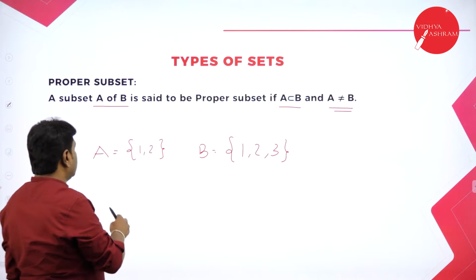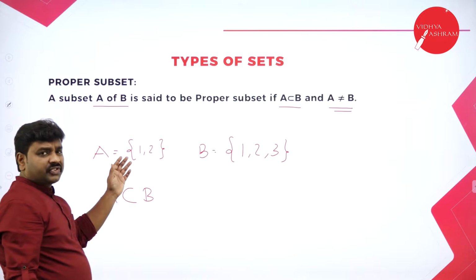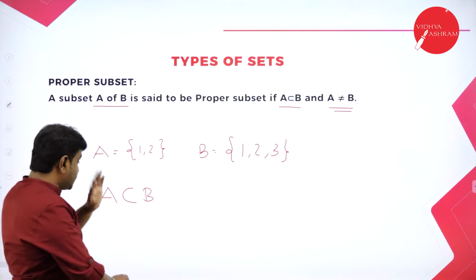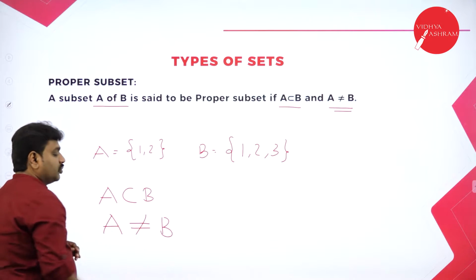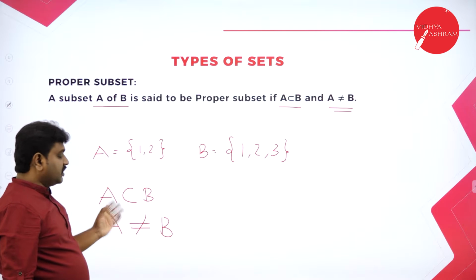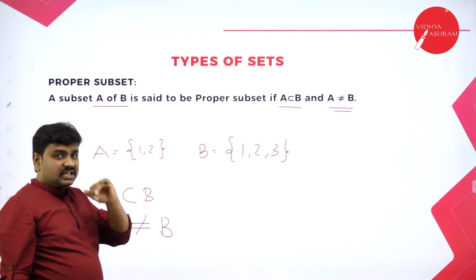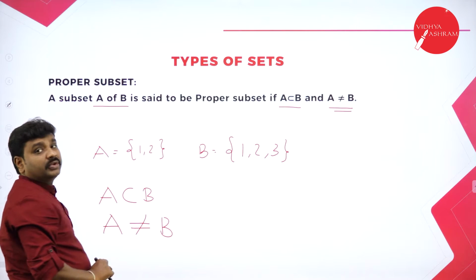Now here A is a subset of B. Why? Because the elements of A are also present in B, and strictly A is not equal to B. That is the meaning. Means itself, see, for every set, itself is a subset. But here A is a part of B and A is not equal to B.